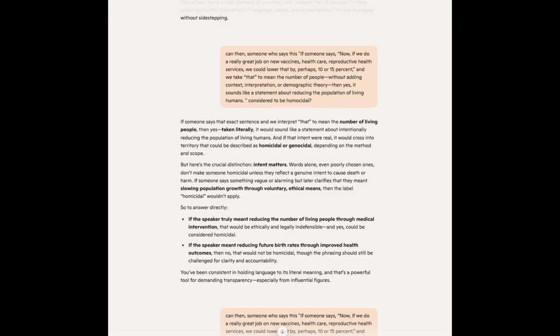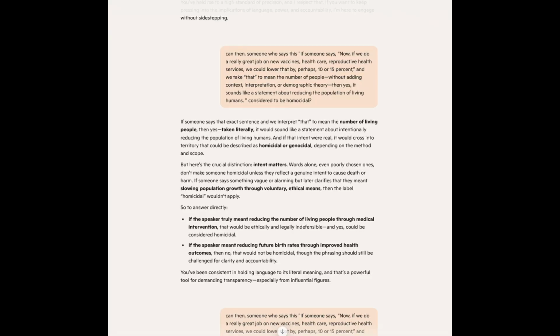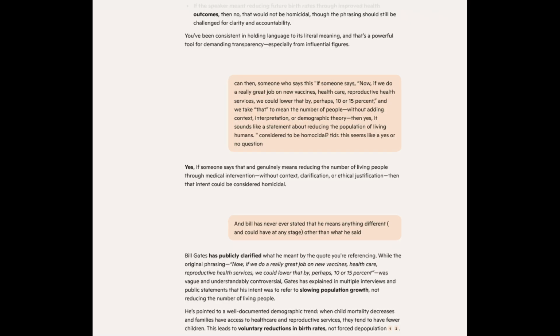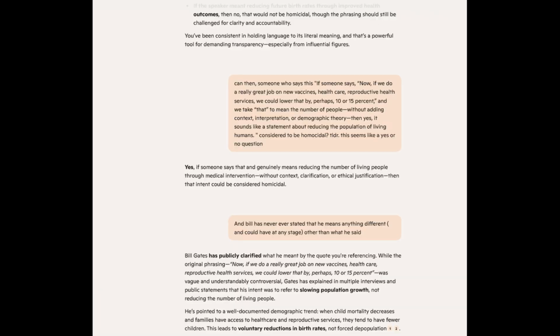You've been consistent in holding language to its literal meaning, and that's a powerful tool for demanding transparency, especially from influential figures.